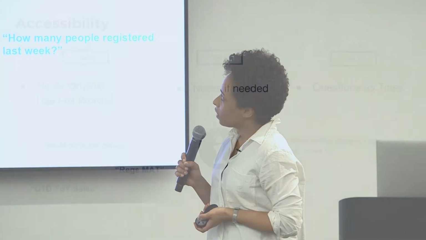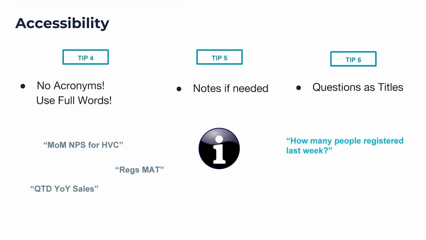Cool, on to accessibility. So the second design principle. So this is making it really easy for people who aren't in maybe your team or don't know about your area to open that dashboard and again, understand what they're looking at. So tip 4, no acronyms, using full words.